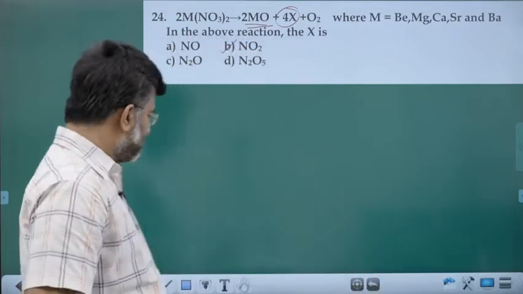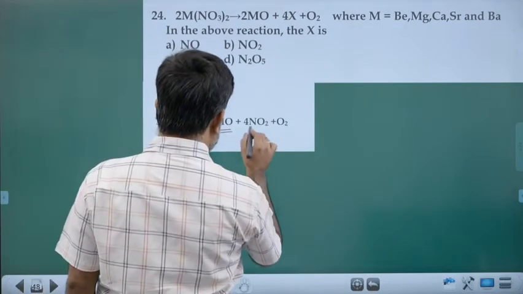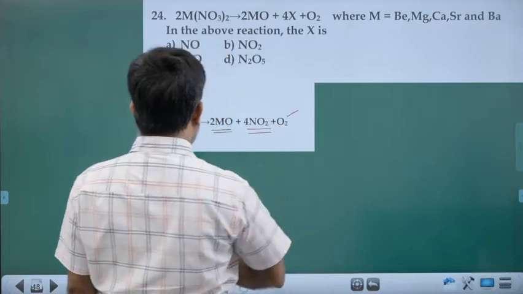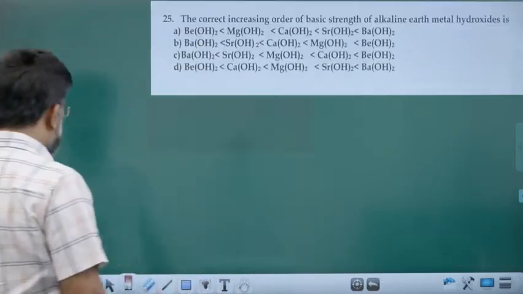Okay. So this is the reaction. You are getting metal oxide, NO2 and oxygen. So X is nothing but NO2. Next question.